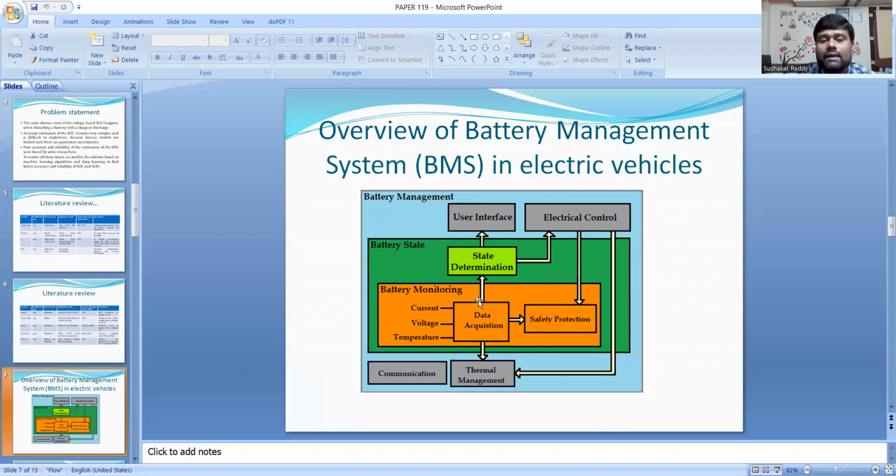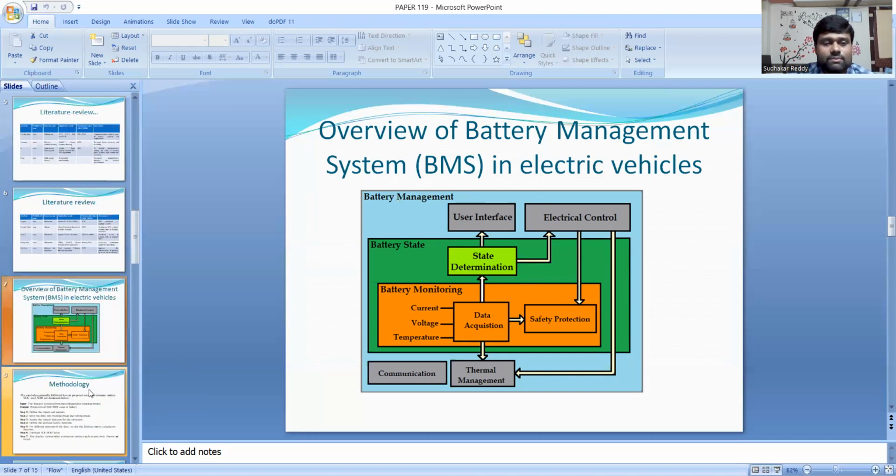What is battery monitoring? Here there is data acquisition. In data acquisition, you have to use three parameters: current, voltage, and temperature. In our battery, we have to control it by using thermal management and safety, that is data safety, that is protection. You have to use it in electrical vehicles. This is the main overview of the battery management system.